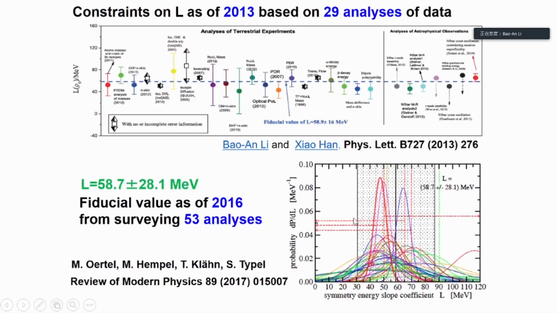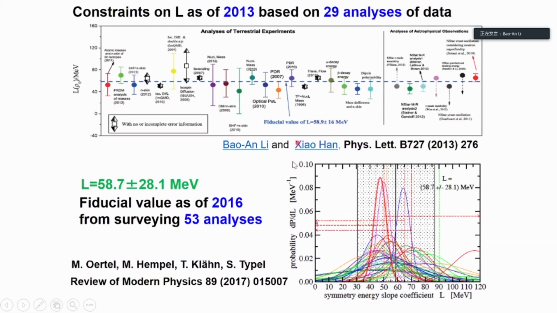People have been working very hard in trying to constrain nuclear symmetry energy for over 20 years now. Back in 2013, when we looked at the available data at the time from the literature, we can see how the expected slope of symmetry energy at normal density may agree or disagree. And from there, we see that most of the analyses give a slope of symmetry energy around 58.9 plus or minus 16 MeV.